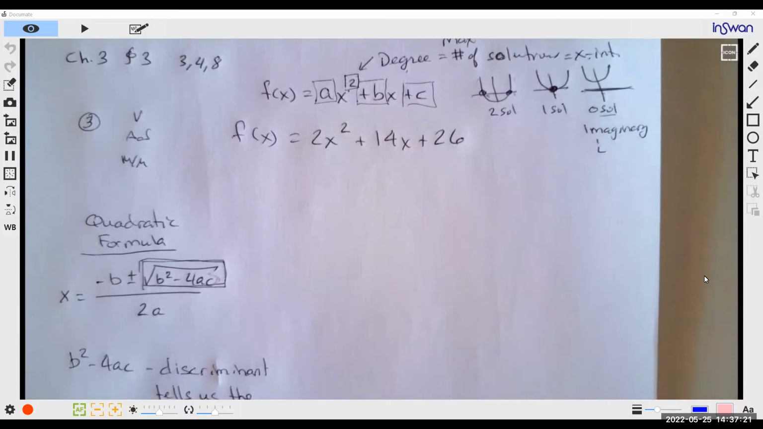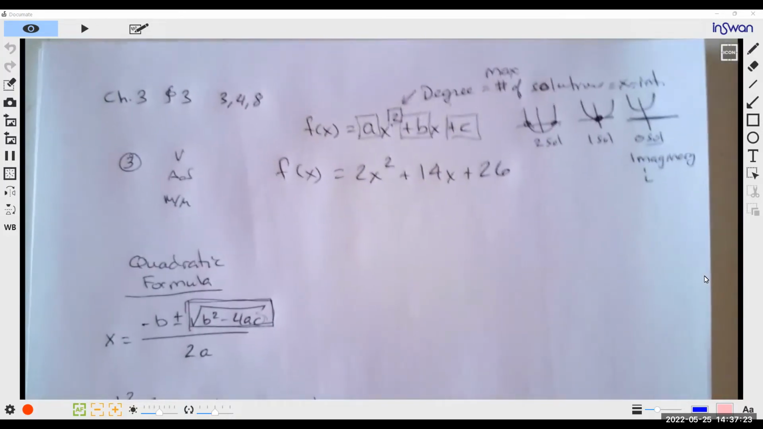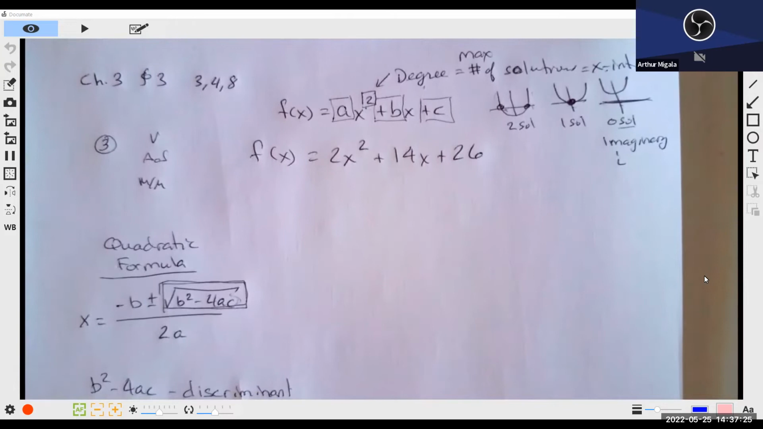Can I see the top part? That is the top part. Oh, okay.